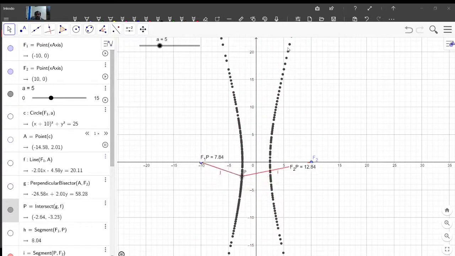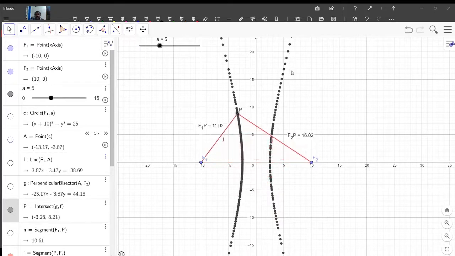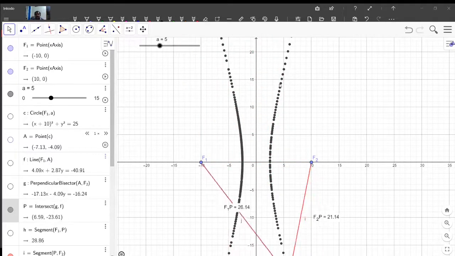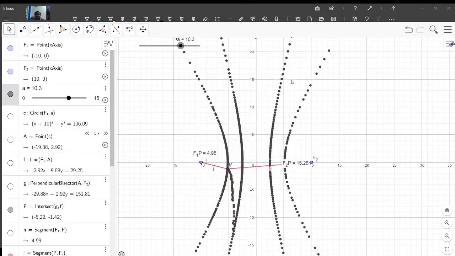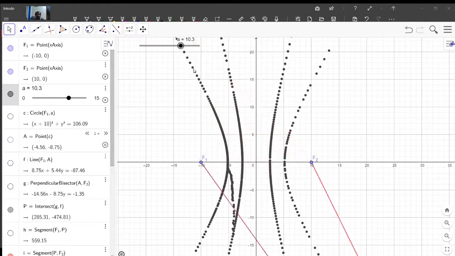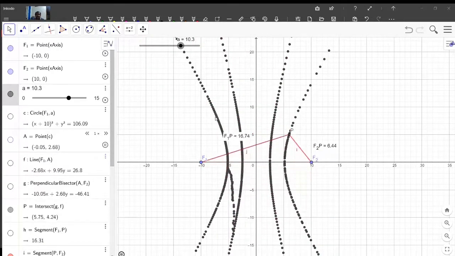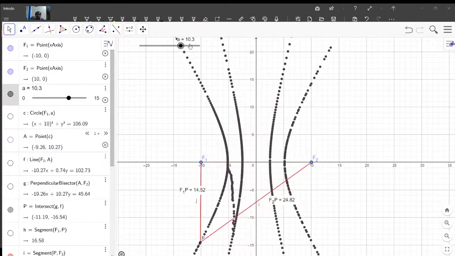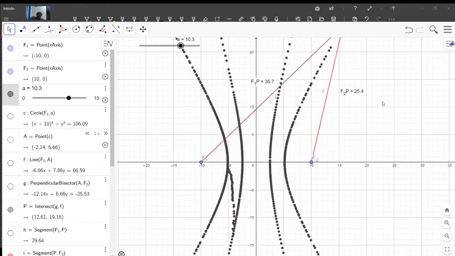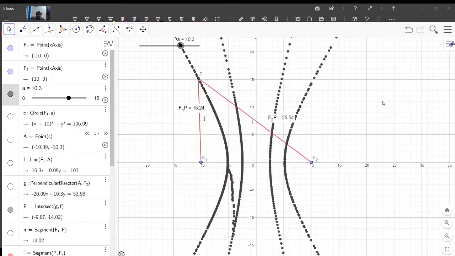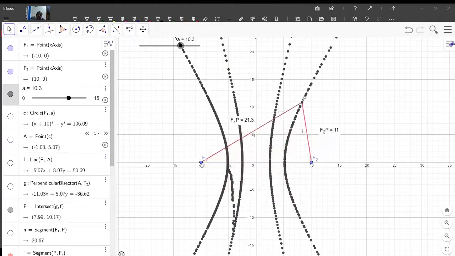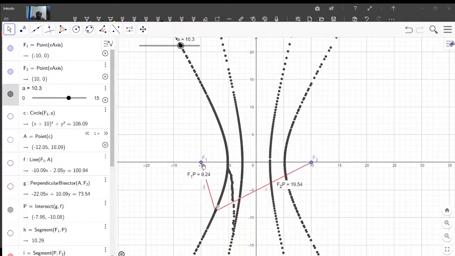So this trace is actually the set of all points in the plane such that the difference of distances from that point to the foci is always 5. Now you are tracing a hyperbola such that the difference of the distances from a point on the hyperbola is always constant. Now we can formulate the definition of hyperbola. The hyperbola is the set of all points in the plane such that the difference of its distances from two fixed points is always a constant. The two fixed points are called foci.